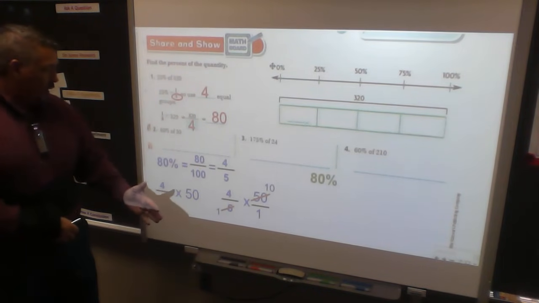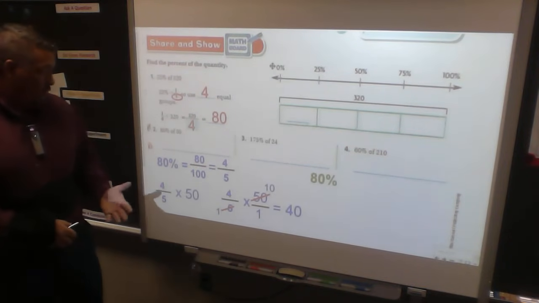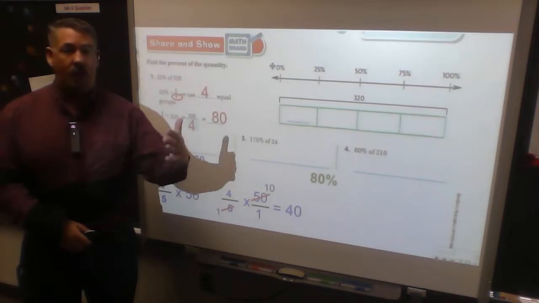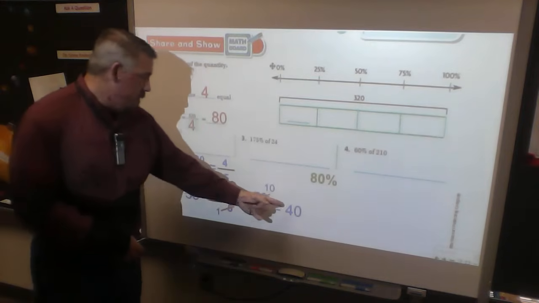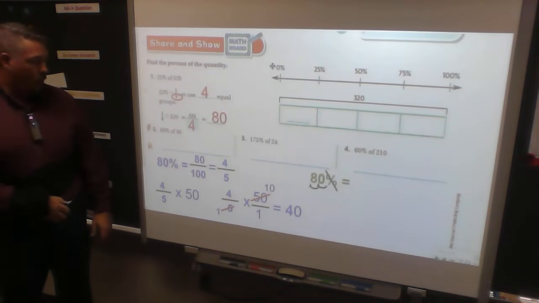And then I'm multiplying across with what's left. I have 4 times 10, which is 40, and 1 times 1, which is 1. It's not a ratio, it's not a unit rate, and it's not a rate. So I'm just going to leave it as a 40. So my final answer for question 2 is 40.